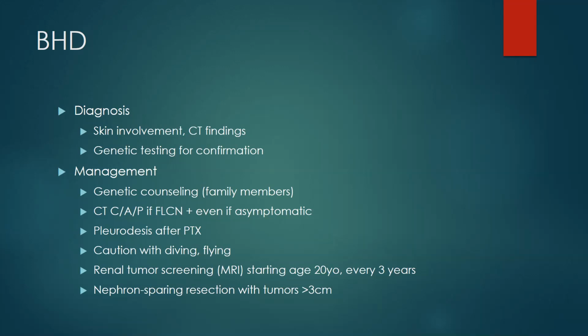In terms of renal tumor screening, that should occur starting at the age of 20 with MRI every 3 years, and that's MRIs to decrease the amount of radiation exposure. And then with tumors that are greater than 3 centimeters, nephron sparing resection is recommended.